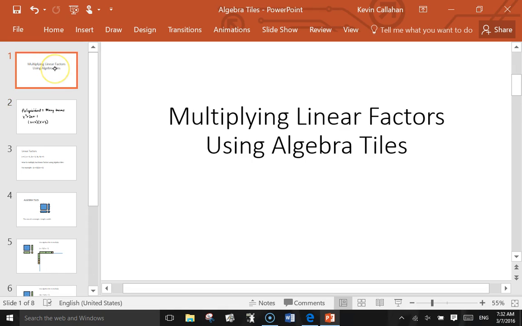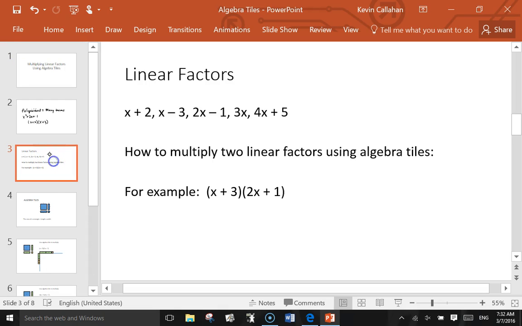How do we multiply linear factors with these algebra tiles? And by linear factors, what it means is it's going to be one or two terms, right? The highest power of x is going to be a 1, right? All of these are examples: x plus 2, x minus 3, 2x minus 3, 3x, it's only one term, 4x plus 5. That's what we call a linear factor.